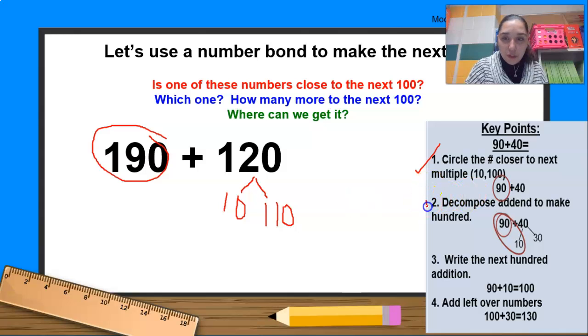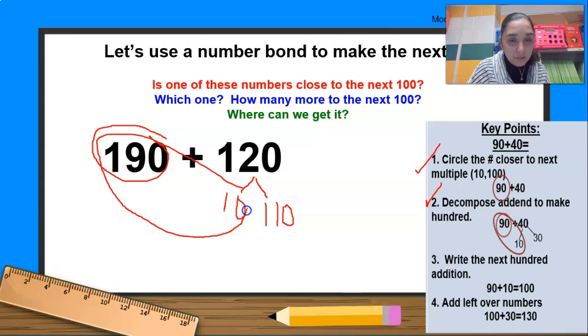This is key point number 2. We decompose the add-in to make the next 100. Now we can add the 10 from the 120 to the 190. And we know, boys and girls, that 190 plus 10 equals 200. This is right here. And I'm going to write the next 100 addition. Are we ready? I write 190 plus 10 equals 200.